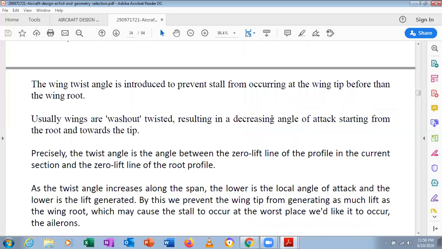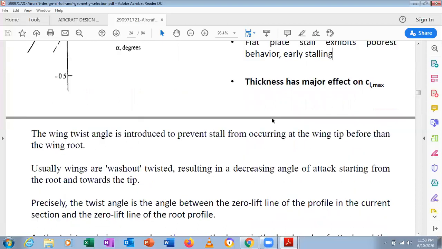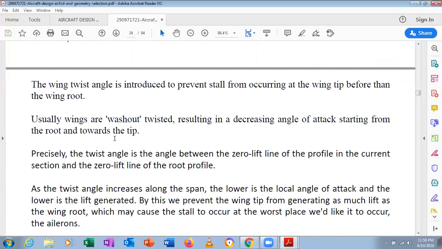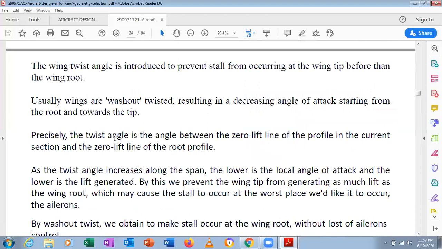And also, a wing twist is introduced to prevent the stall. So this stall is a very important parameter. To avoid that stall, we will induce a twist angle, which is called the wing twist. The twist angle is introduced to prevent the stall from occurring at the wing tip before the wing root. Usually the wings are washout twisted, resulting in decreasing angle of attack from the root towards the tip. I will discuss washout twist and washin twist clearly.